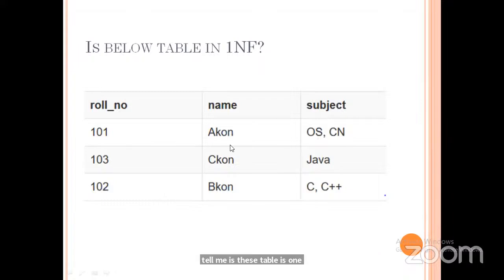By seeing this table, you see roll number, name, subject. So this has unique column names. This one condition is satisfied. So what is our main condition? It should hold only the atomic or single value, right? But here 101 econ OSCN is there. Now tell me whether this table is 1NF or not.